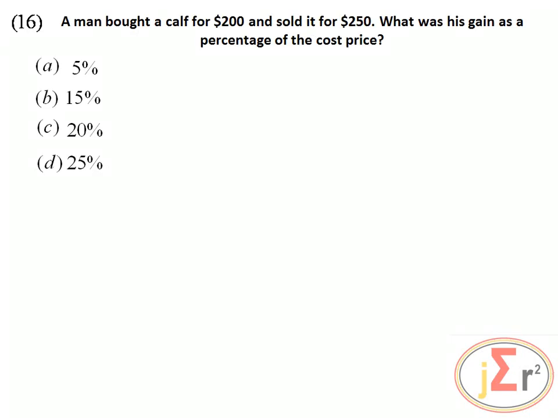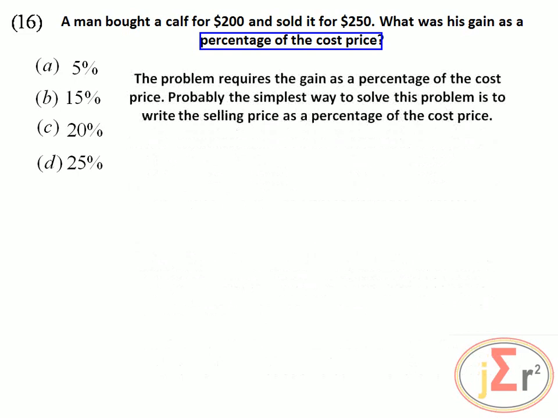A man bought a calf for $200 and sold it for $250. What was his gain as a percentage of the cost price? And we are highlighting percentage of the cost price because it is important to note that the percentage that we need to find must be with respect to the cost price. The problem requires the gain as a percentage of the cost price.